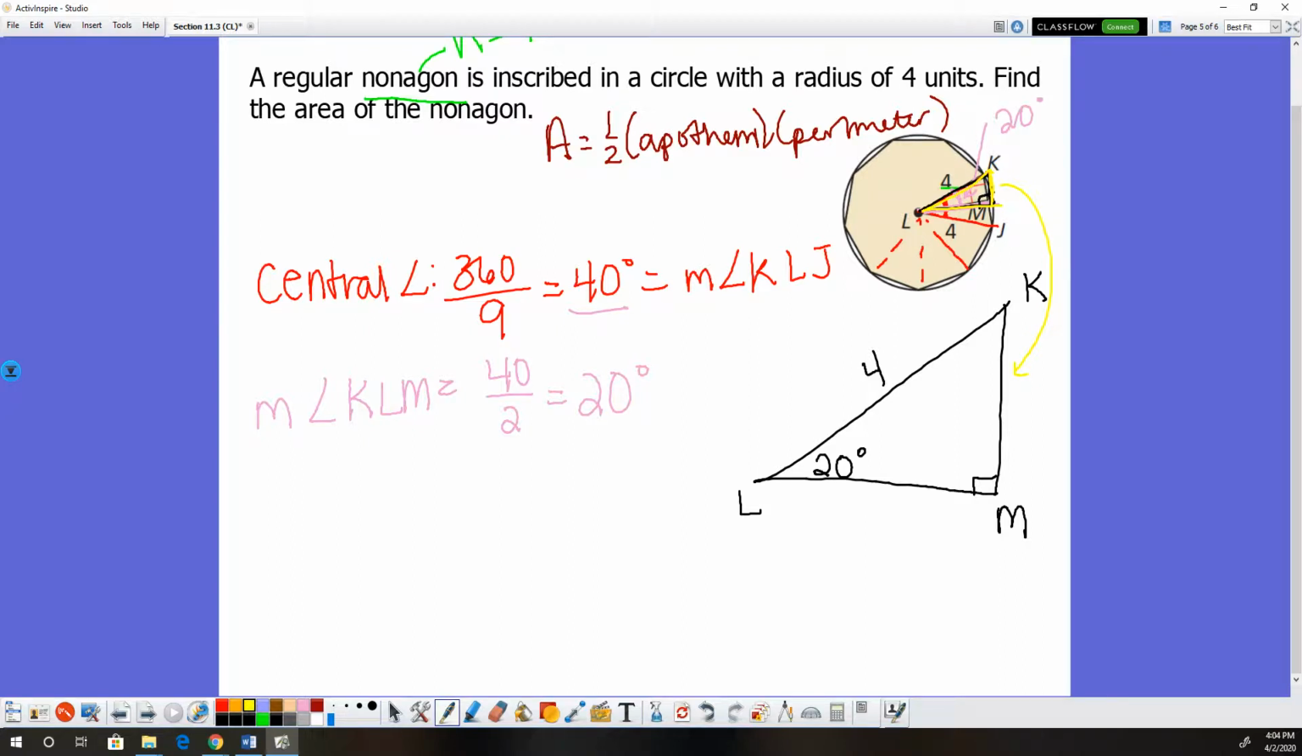Now let's find my apothem. Okay, well, if I go back up to the big picture, my apothem is right here. Well, that'd be the same as this, so I'm going to label it A for apothem.